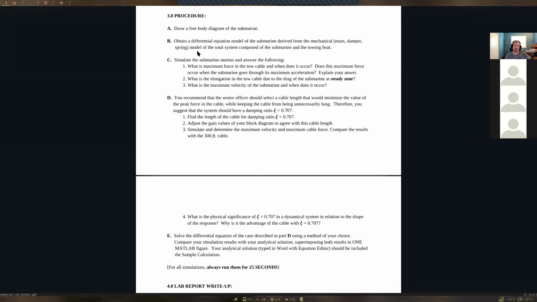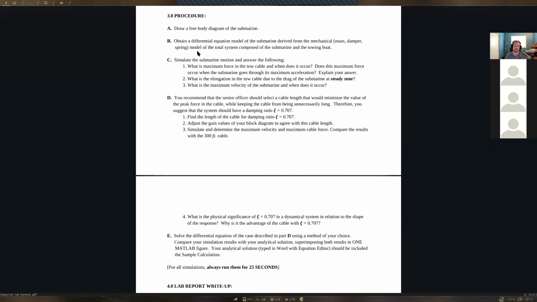Then we're going to obtain a differential equation model for the submarine. So basically just our equation of motion. And then what we have to answer for the lab report is what is the maximum force in our towing cable and what time does it occur? What's the elongation of the towing cable at steady state? So make sure you're looking at steady state there.